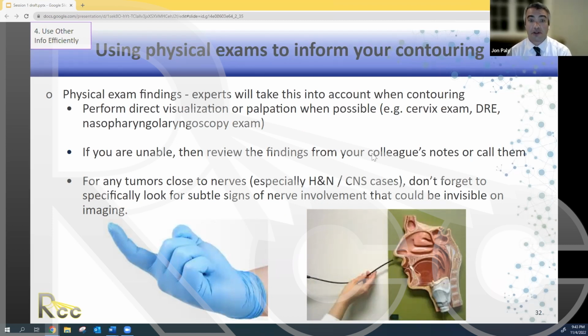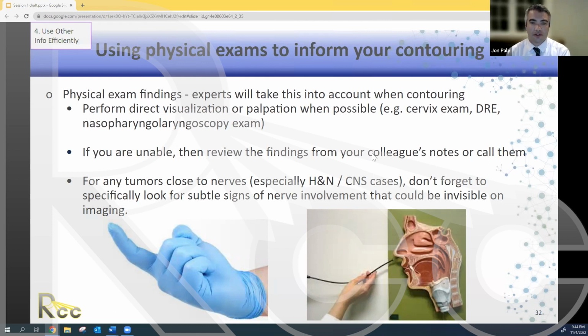So it's best to perform direct visualization with, say, a nasopharyngeal laryngoscopy or an oral exam, if possible, or palpation, doing a cervical exam with a pelvic exam, or a digital rectal exam for an anal or rectal cancer to confirm what you're doing. If you're unable to do this for whatever reason, then of course, reviewing somebody's notes or calling them is the next best step, but I always try to do it yourself.